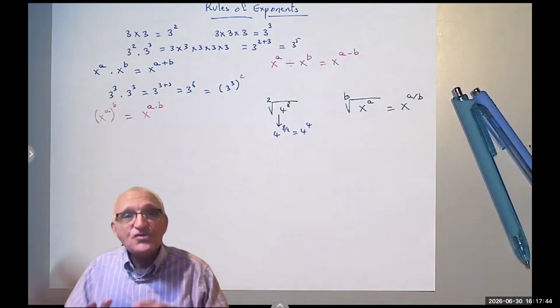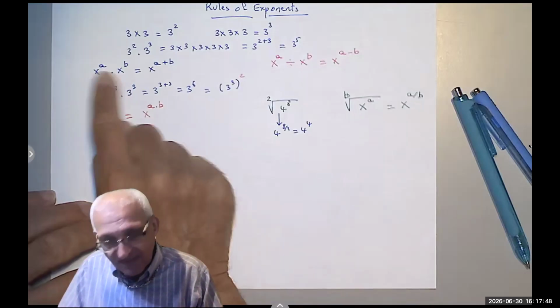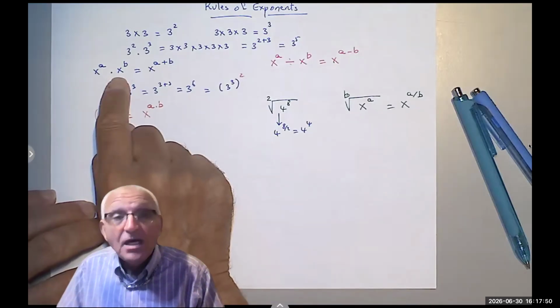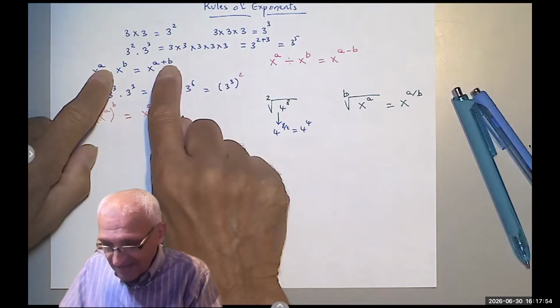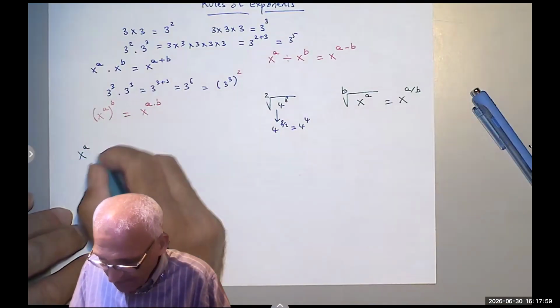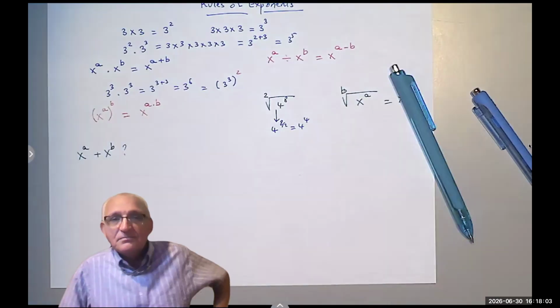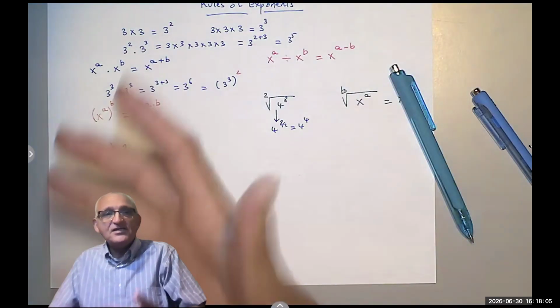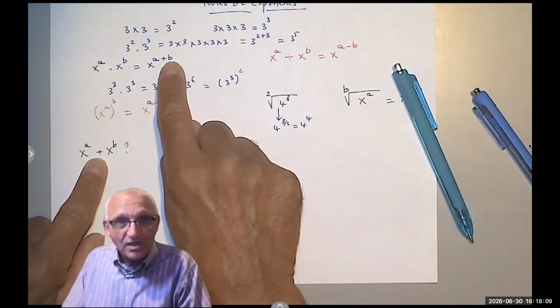So these are the first 4 rules. Multiplication of bases, it has to be the same base, right? Very important that you don't confuse these things with if I tell you what is x to the a plus x to the b. Well, I don't know. You cannot simplify it into something else. Notice the difference between these two.